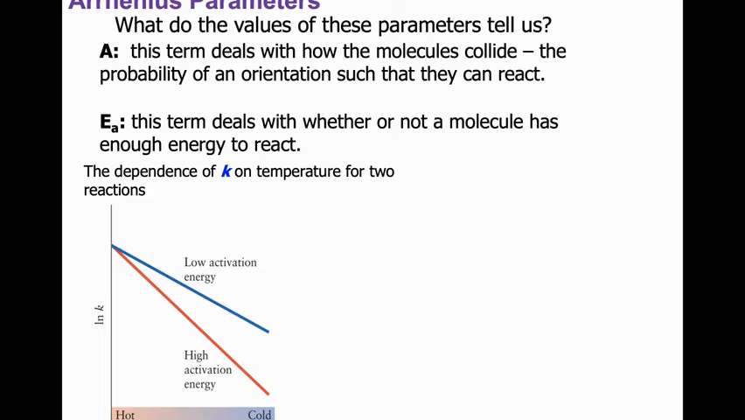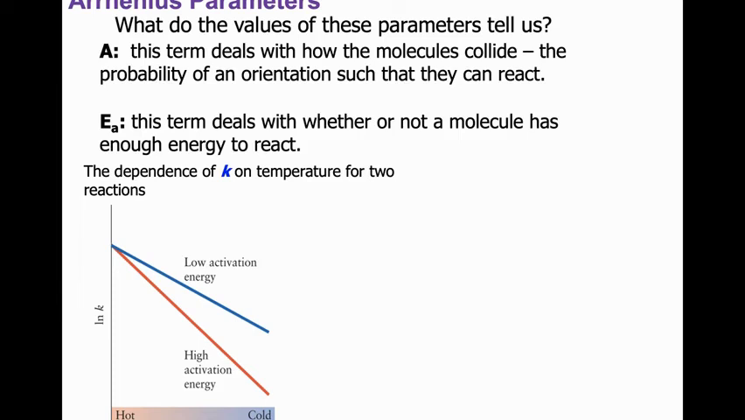So if we look carefully at the dependence of the rate constant K on temperature for just two reactions, one that has a low activation energy and one that has a high activation energy, we note that the one with the higher activation energy has a stronger dependence on temperature than the one with a low activation energy.